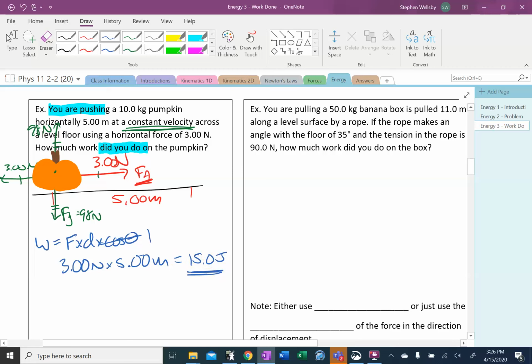Now, there's other forces in play here. So there's the force of friction, for example. How much force did the force of friction, or how much work did the force of friction do? Well, two ways of looking at this.